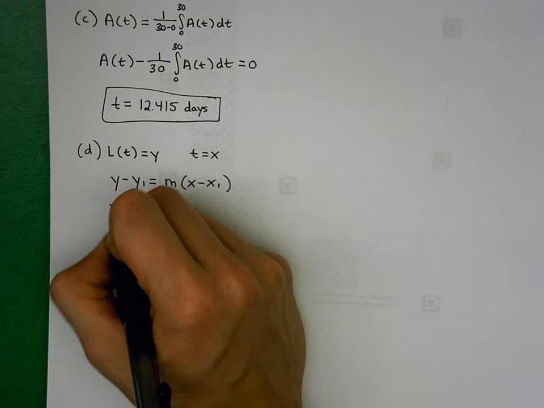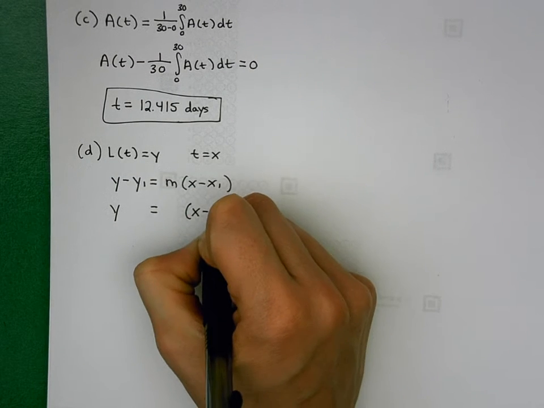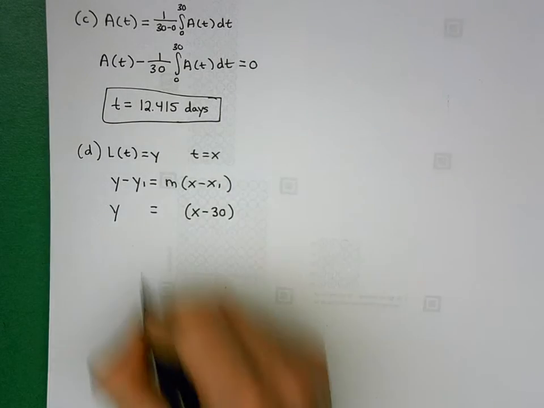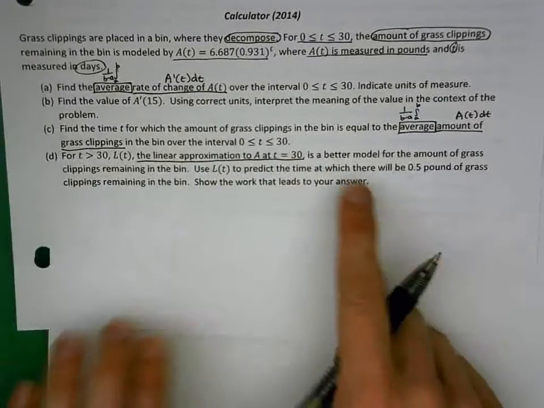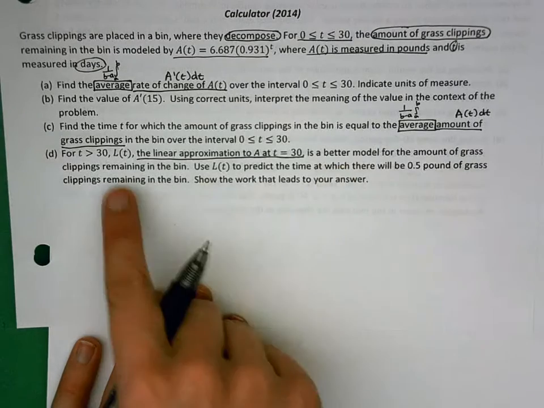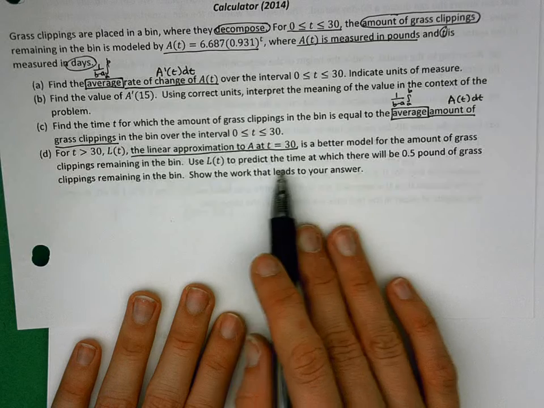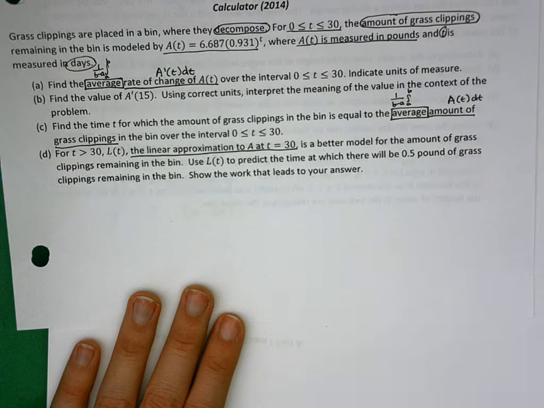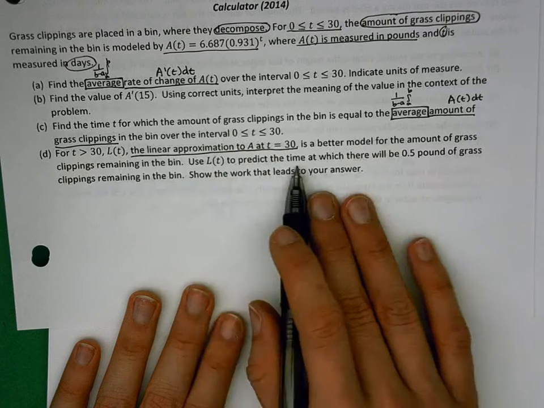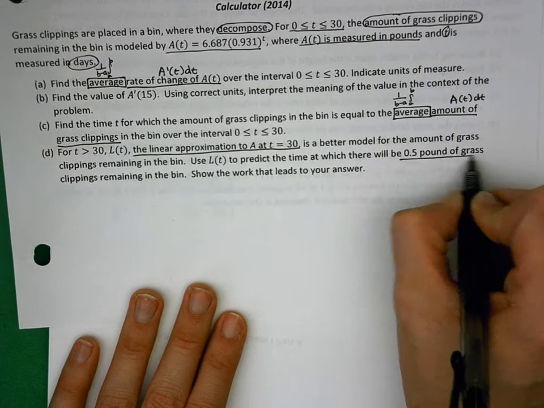And we're finding this linear approximation at t equals 30. We're told that this is a better model for the amount of grass clippings in the bin. We're going to use this model, once we have it, to predict the time at which there will be 0.5 pounds of grass clippings remaining in the bin. So we're going to again be using this model to find 0.5 pounds of grass clippings.